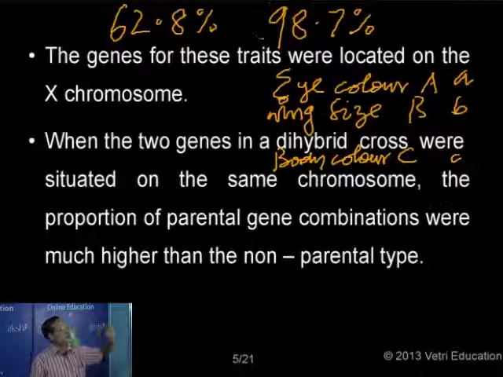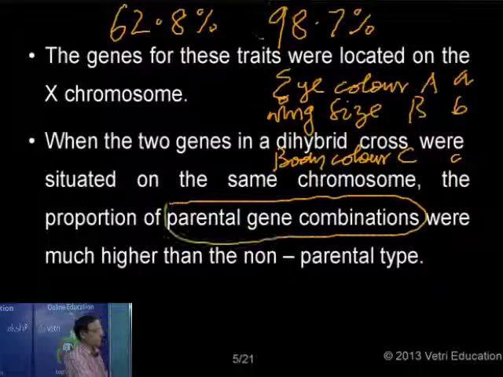This is because of the tendency of the genes, when they are present together on the same chromosome, to be inherited together, thus decreasing the number of non-parallel combinations. That is why the statement is like this: when the two genes in the dihybrid cross were situated on the same chromosome, the proportion of parallel gene combinations was higher than the non-parallel type.